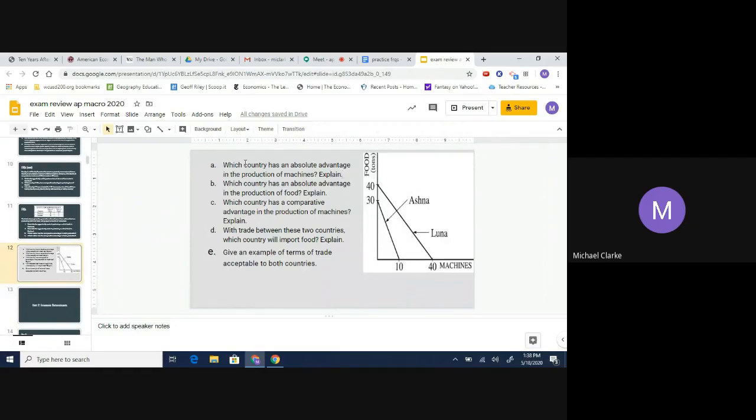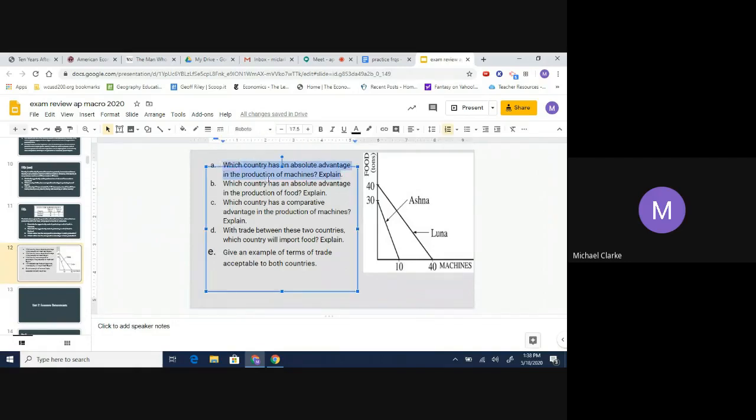So part A asks, which country has absolute advantage in machines? Well, Luna can make 40 machines. Ashna can make 10 machines. Luna, because they make 40 machines. That's all you got to say. For these explain parts, guys, this isn't saying, hey, give me 6 sentences, which is darn near impossible to try and explain in 6 sentences. You would just say in the answer for A, Luna has the absolute advantage of making machines because they can make more of them. 40 is greater than 10.